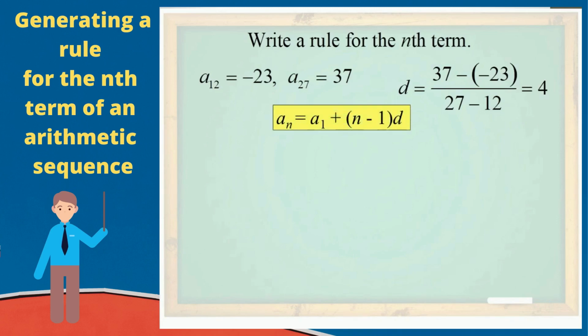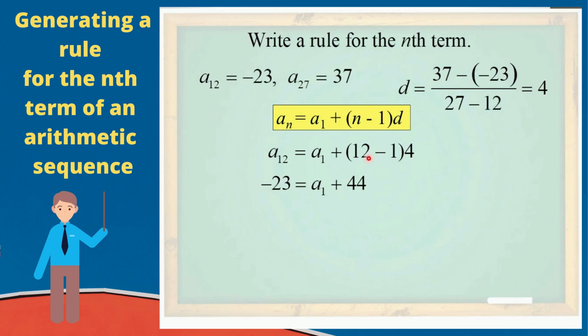Now, to find the value of a sub 1, or the first term, we use again the general rule. So substitute the given values. For a sub n, we can use either a sub 12 or a sub 27. Here in the given example, we use the value of a sub 12. So we have a sub 12, which is negative 23, is equal to a sub 1 plus 44. So how did we get 44? That is by the quantity of 12 minus 1 times 4.